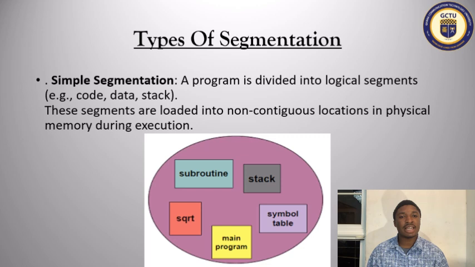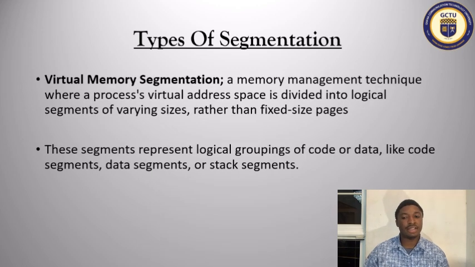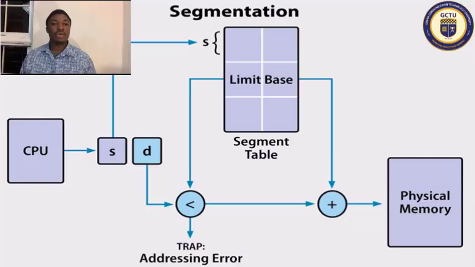Let's move on to the second type of segmentation, which is the virtual memory segmentation. This divides the memory of a process into a number of continuous segments rather than fixed page sizes, compared to paging. So we have here an illustration of how segmentation works.